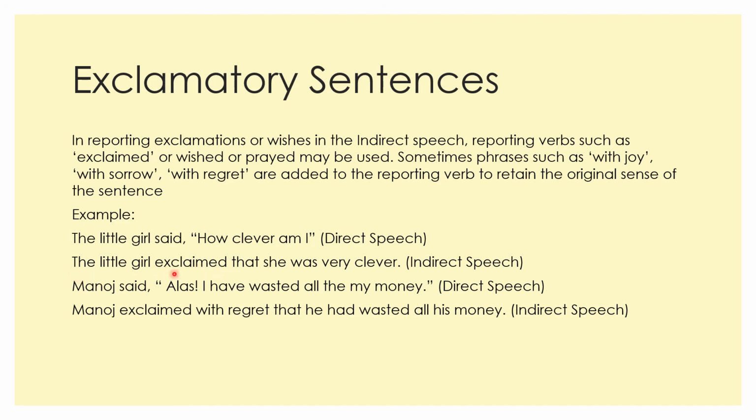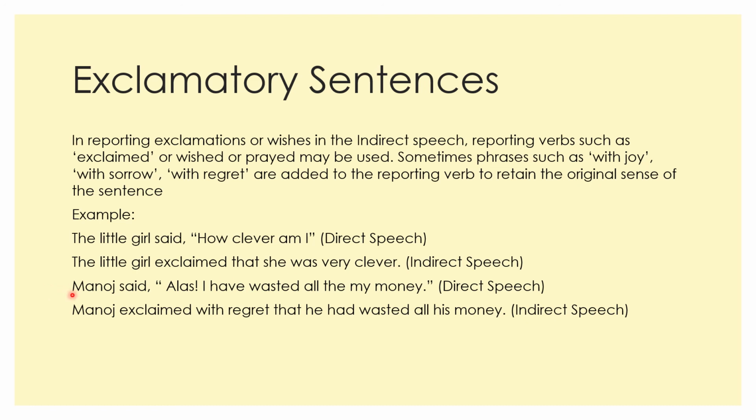So the little girl exclaimed. We know the rule that after the reporting verb you will use that. The pronoun in the first person has become the third person, so I has become she. That she, the tense of the verb. This is in the simple present, so in the indirect, it will become the simple past. So am will become was. So the little girl exclaimed that she was very clever. So this is in the indirect speech.